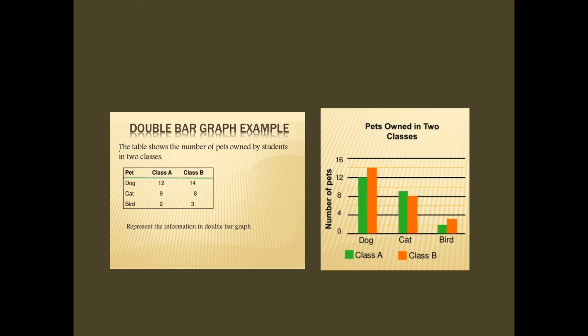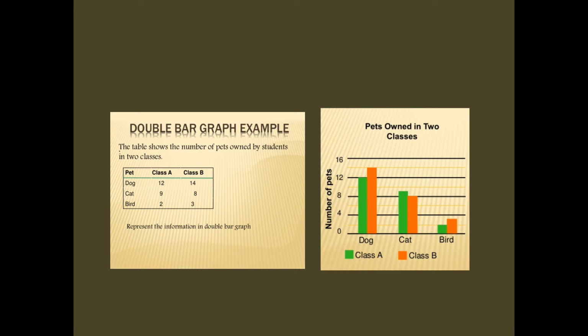The following table shows the number of pets owned by students in 2 classes. Here, dog is owned by 12 students of class A and 14 students from class B. Cat is owned by 9 students from class A and 8 students from class B. Similarly, birds are owned by 2 students from class A and 3 students from class B. And this information is displayed in the graphical representation drawn by the side.